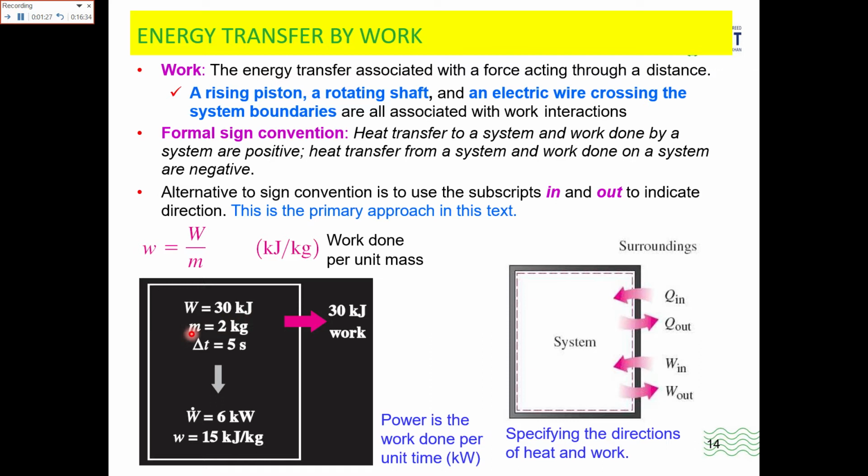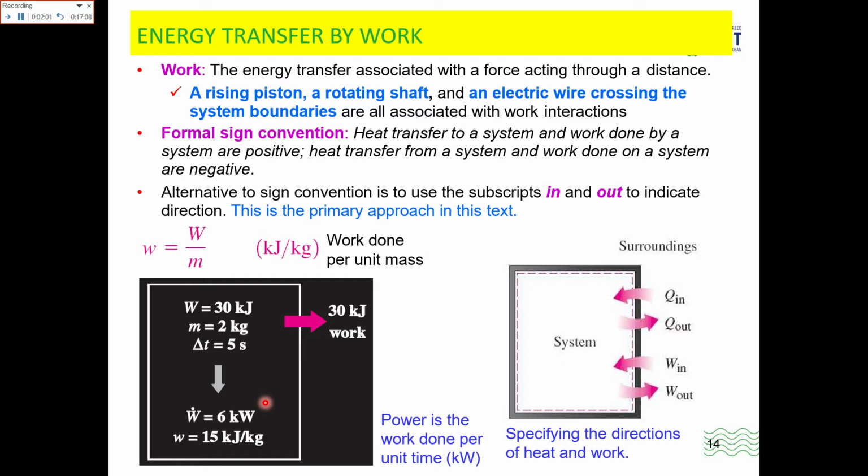Here the mass is equal to 2 kg and the change in time is 5 seconds. So work done per unit mass is equal to W over M. 30 divided by 2 becomes 15, and the flow of the work we are having is basically 6 kilowatts. How have we achieved the 6 kilowatts?